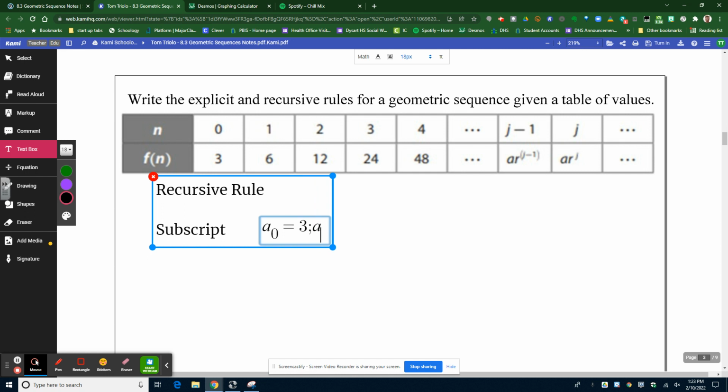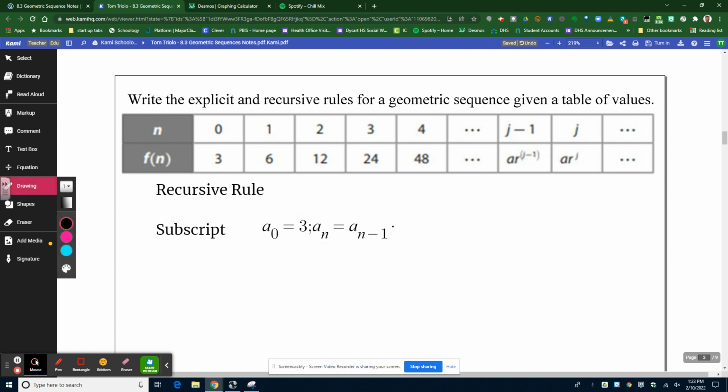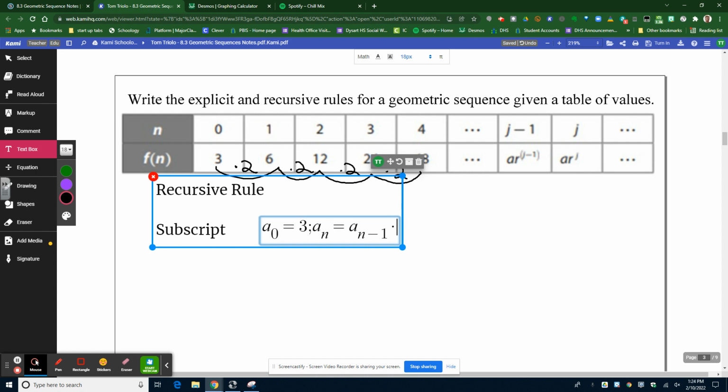A sub n equals a sub n minus 1 times, and then I have to find my common ratio. So from 3 to 6, from 6 to 12, 12 to 24. Remember, we're not adding, we are multiplying. We're multiplying by 2 each time. So come back here, and that is a 2.